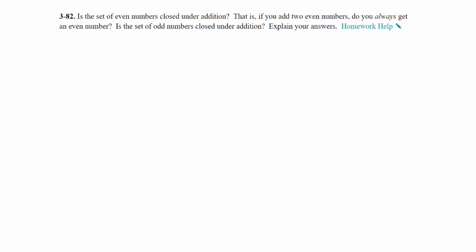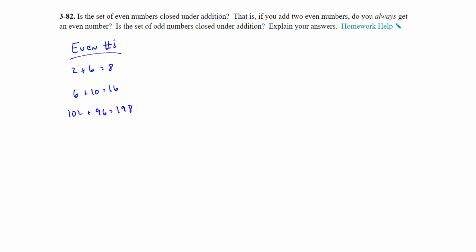Question 82. Is the set of even numbers closed under addition? That is, if you add 2 even numbers, do you always get an even number? Is the set of odd numbers closed under addition? Explain your answers. So for even numbers, as you're working through this and trying to think, when I add 2 even numbers, 2 plus 6, is it true that I will always get an even number back, even if you do 102 plus 96?